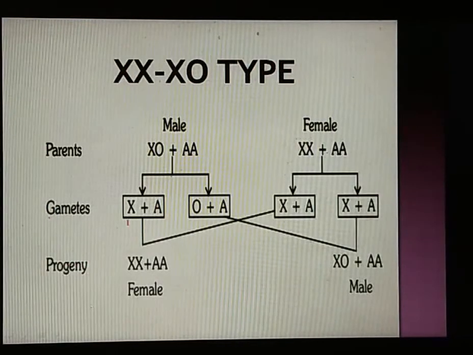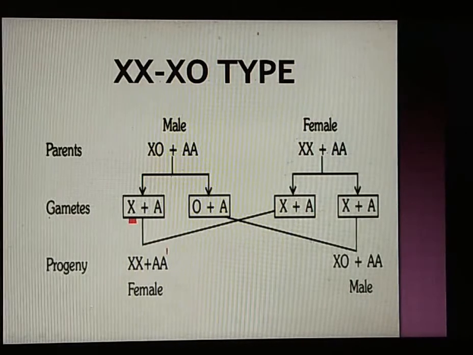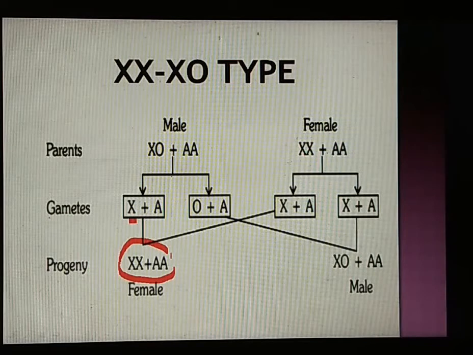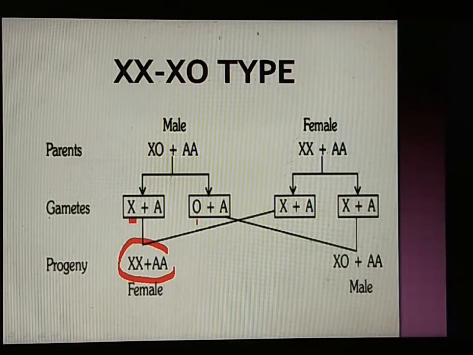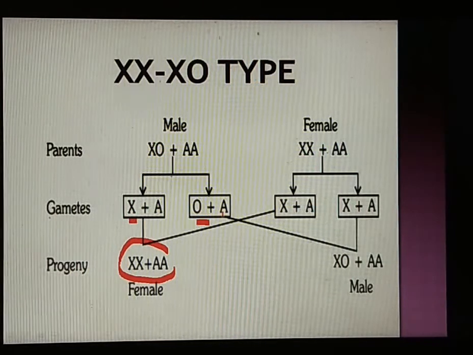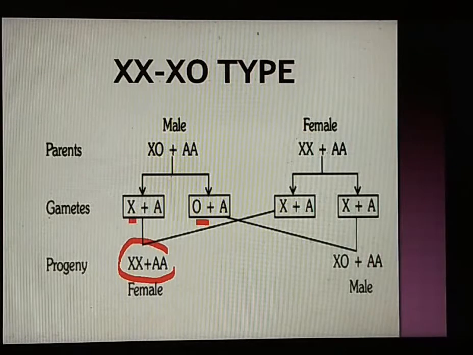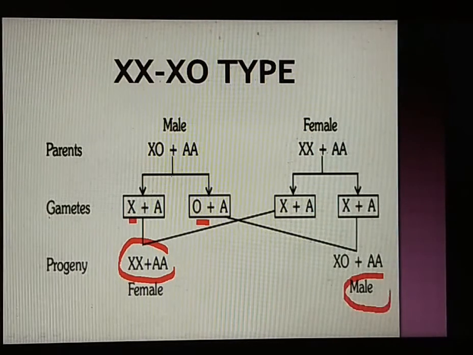So the sperms having the X chromosome, when they fuse with the egg, will produce females, right? Whereas the sperms without a sex chromosome, with only autosomes present, when they fuse with the eggs, what will happen? There will be males formed here.